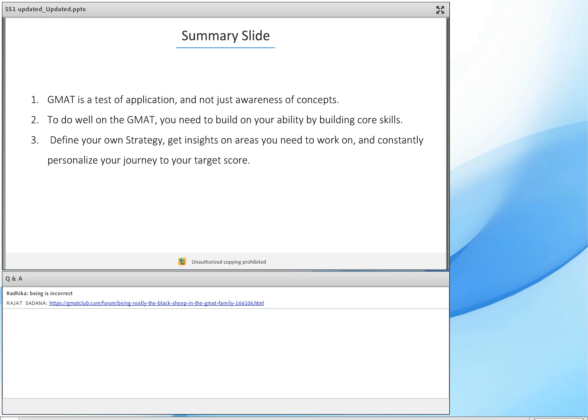And as you build your study plan, make sure you list out areas where you need major effort. And as you do that, you consistently personalize your journey to that target score. As Mansi said, have a plan, execute on it, and be ready to adapt that plan to what seems to be working and what doesn't seem to be working. If you want to get to that 760 score, you need to be nimble. You need to have that flexible mindset.